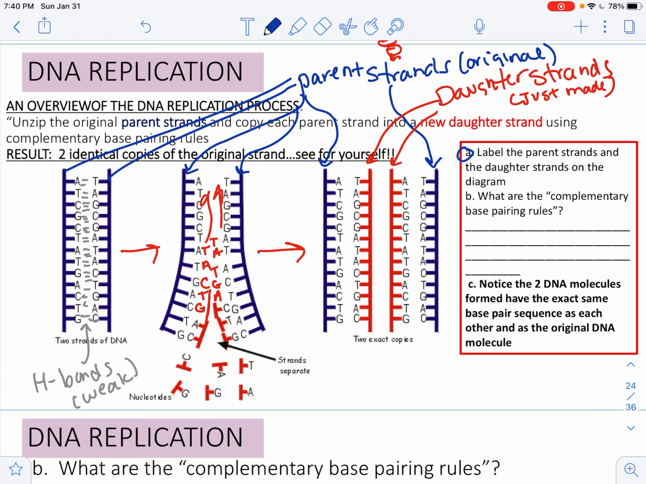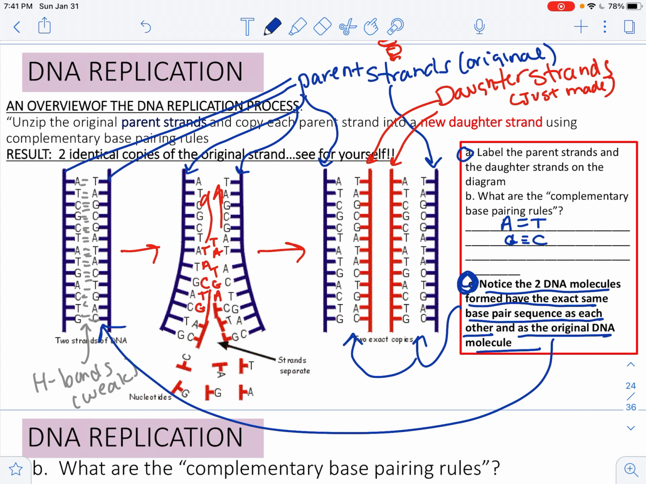We labeled those. What are the complementary base pairing rules? Well, we already know A goes with T and G goes with C. And then it says, notice, this is really important right here, the two DNA molecules formed have the exact same base pair sequence as each other. So if you read these two strands, down or up, they have the same thing. A, T, T, A. A, T, T, A. C, G, G, C, C, G. This order of bases is the exact same as that, and that is also the same as the original DNA molecule.